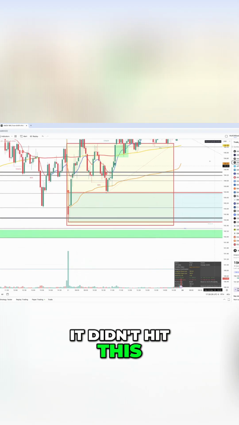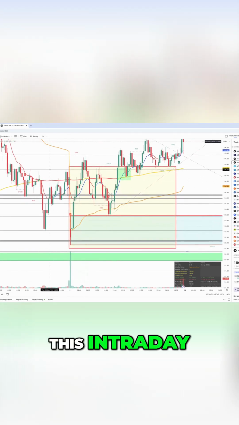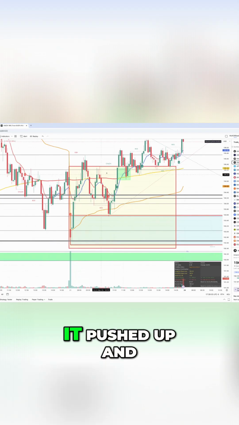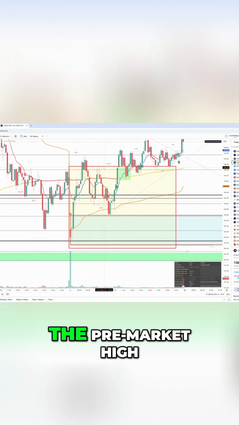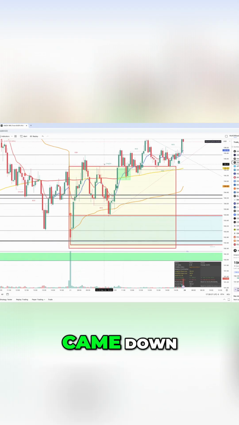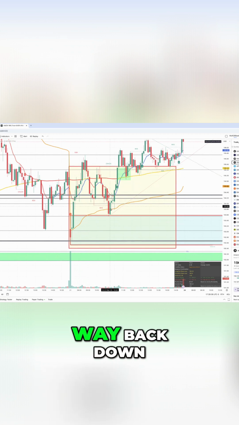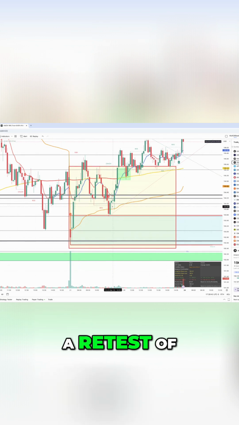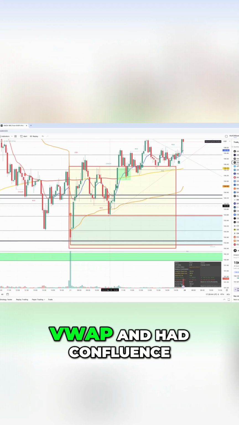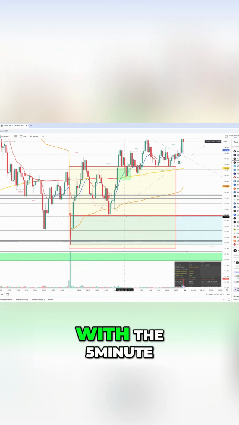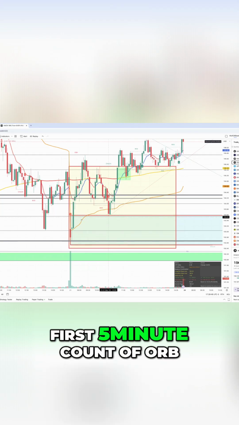It didn't hit this intraday, like normal regular trading hour line. It pushed up and it wicked off of what? The pre-market high, right? Came down. We pushed all the way back down and we finally got a retest of VWAP and had confluence with the first 5 minute candle, ORB.